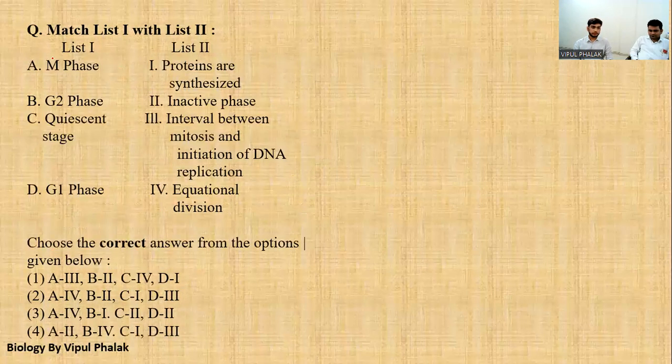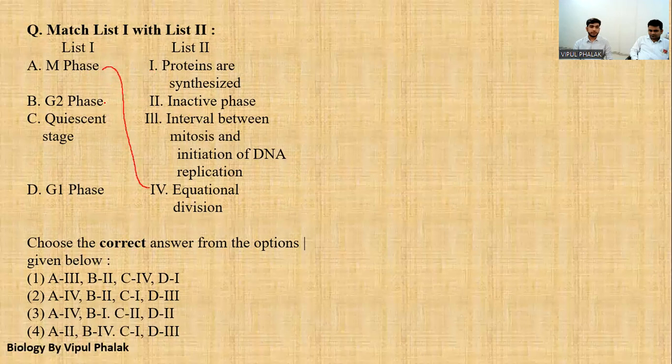Here also phases of cell division are given, and in the list two their characteristics are given. We know that in M phase, equational division occurs. M phase contains four subphases, namely prophase, metaphase, anaphase, and telophase. Here the division of the cell occurs, so it is an equational division.